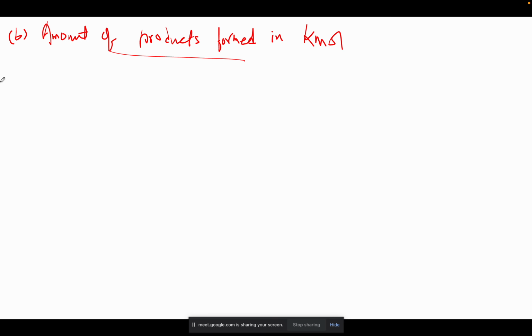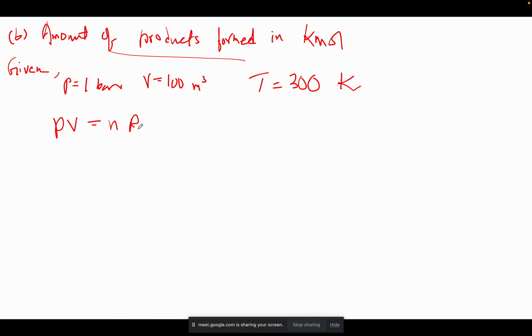Okay, so given conditions of the gas: P is equal to 1 bar, V is equal to 100 meter cube, and T is equal to 300 Kelvin. So what we know, PV equals to N R star T, where R star is the universal gas constant. So from here we can find the number of moles of the fuel.